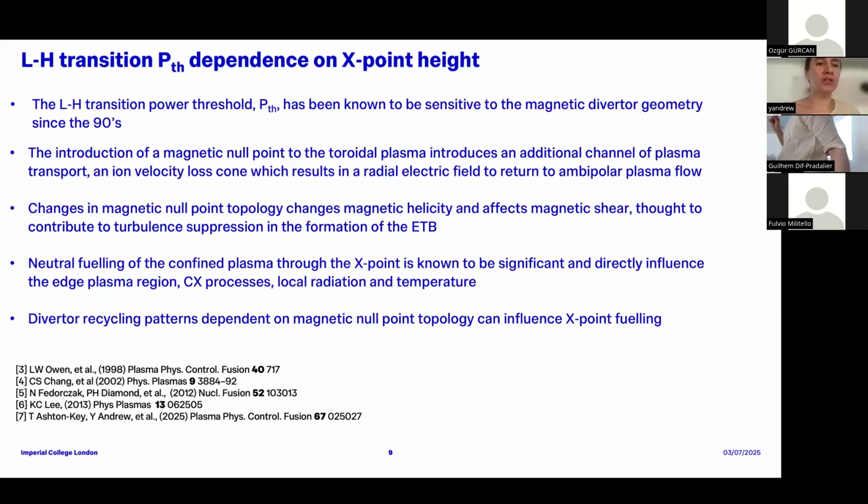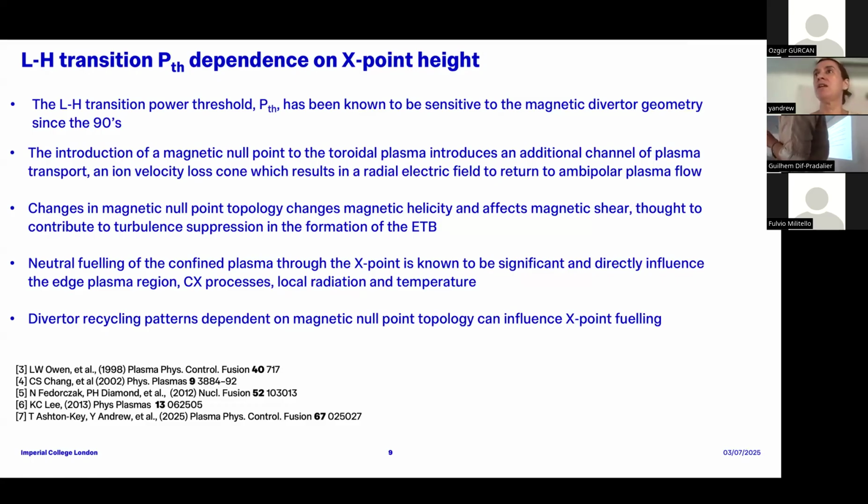The power threshold to access H mode, we know, is very sensitive to the magnetic null point. Just the fact that H mode was discovered after a magnetic divertor was introduced on ASDEX is the biggest clue that it has a contribution to the formation of the ETB. I think that's kind of an obvious statement, so it's been well known there's a sensitivity there. In the 80s, and definitely in the 90s, more attention started to be given to the topology of the magnetic divertor and how that influenced the access to the H mode.